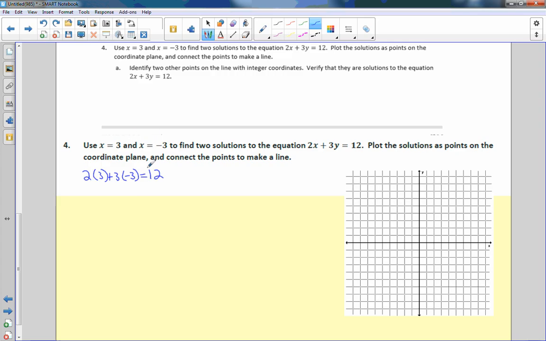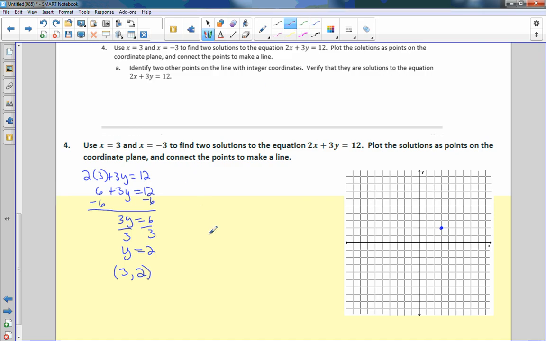I plugged in the two x values. So I got to say plus 3y equals 12. Okay, so I'm substituting in for x. And I get 6 plus 3y equals 12. Subtract 6, subtract 6. 3y equals 6. Divide by 3, divide by 3, and y equals 2. So therefore I have the point x equals 3 and y equals 2. Okay, so I'm going to plot that point. Start at the origin, right 3, up 2, and there is my first point.